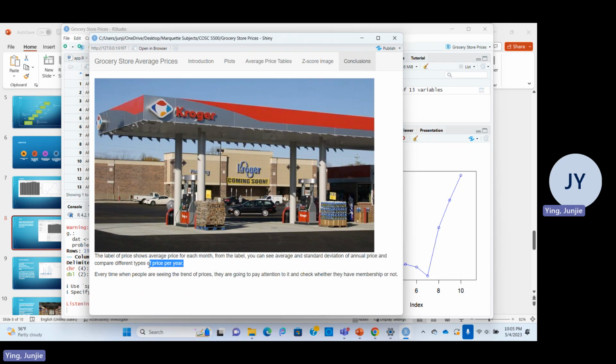This is my conclusion. The label price shows the average price each month. On the label, you can see the average and standard deviation for annual prices and compare different prices per year. Every time people are seeing the trend of prices, they're going to pay attention to whether they have membership or not.